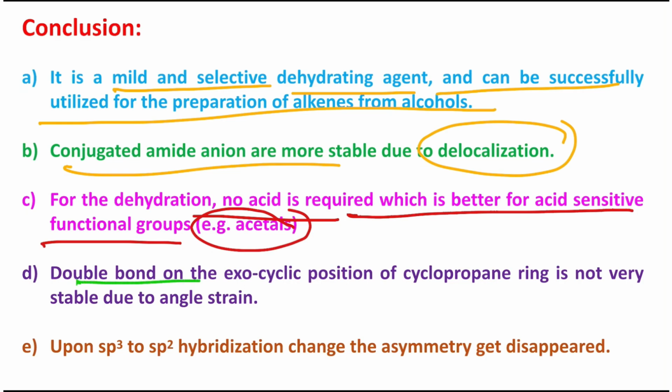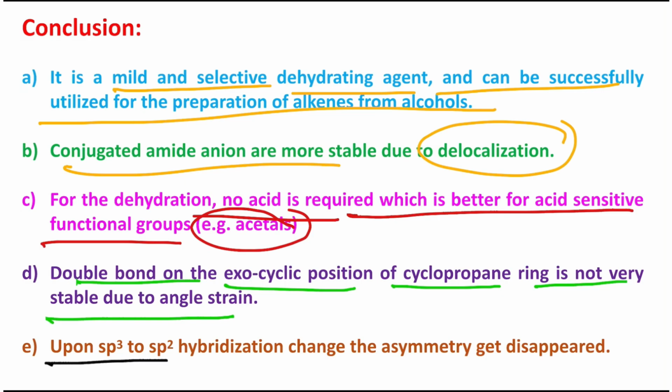Now a double bond at the exocyclic position of cyclopropane is not very stable, because a double bond means sp2 carbon, whose angle is expected to be 120 degrees, but in cyclopropane achieving this angle is difficult, which results in angle strain. And finally, upon sp3 to sp2 hybridization there is a chance of asymmetry loss, but in this reaction it didn't happen because the reaction is so selective and no carbocation is produced, so asymmetry was not destroyed.